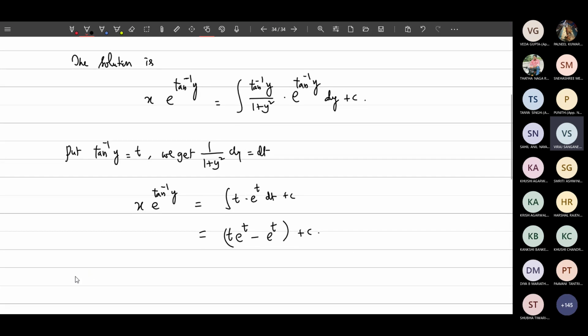So therefore x e power tan inverse y equals e power tan inverse y into tan inverse y minus 1, plus c. So this is the solution.